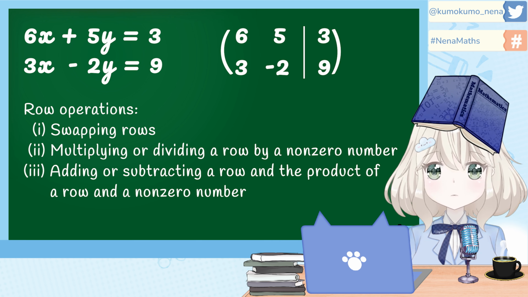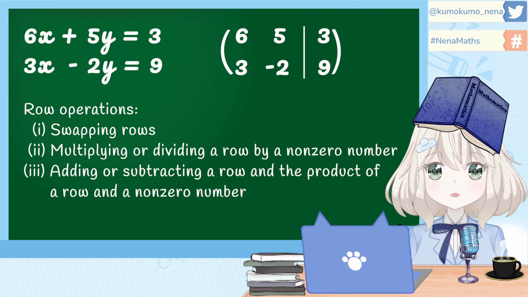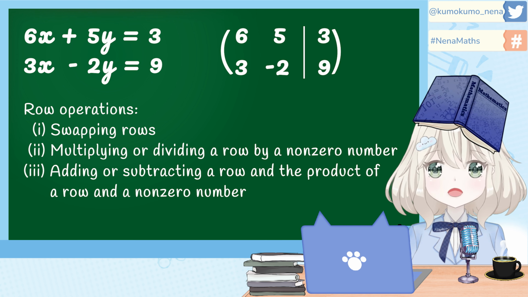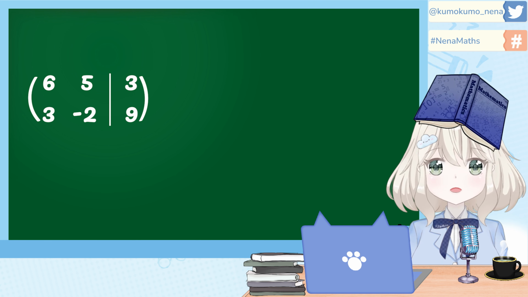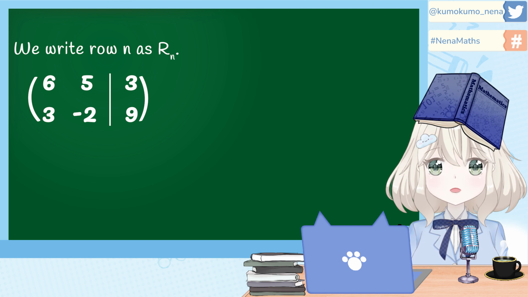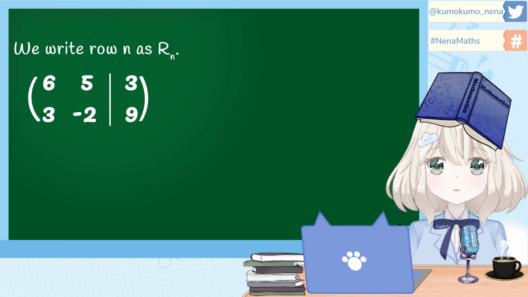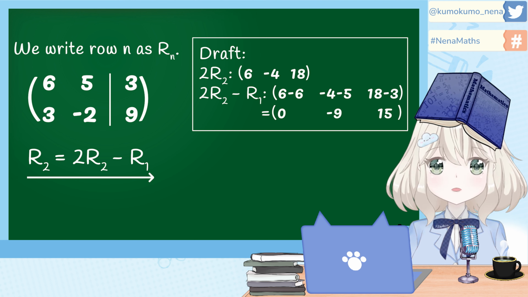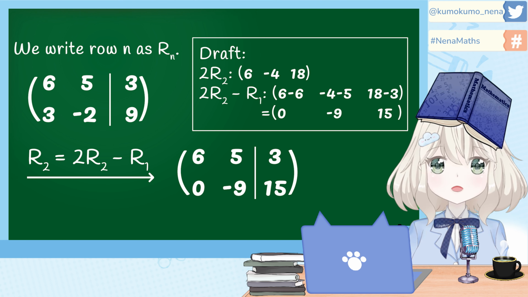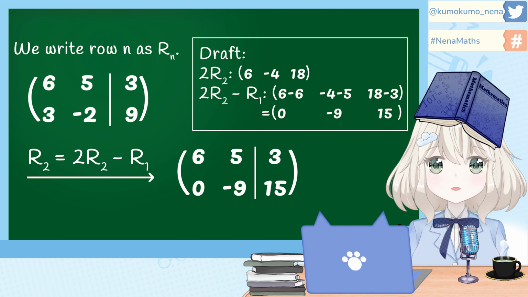The valid row operations are swapping rows, multiplying or dividing a row by a non-zero number, adding or subtracting a row and the product of a row and a non-zero number. So, the first row operation we can apply here is to change the second row into 2 times row 2 minus row 1, and then we get 6, 5, 3, 0, minus 9, 15.